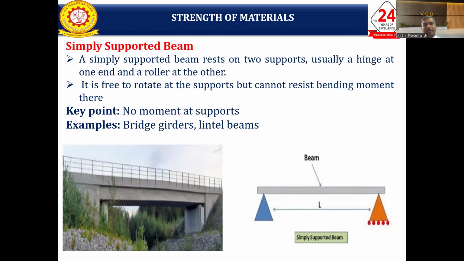Then what is a simply supported beam? A simply supported beam rests on two supports. Usually it is hinged at one end, and the other end is a roller support. It is free to rotate at the support, but it cannot resist bending moment at the support. The key point is that there is no vertical movement at the supports; if you take A and B, no movement is possible there. The maximum bending moment will occur at the mid of the span. Examples of a simply supported beam are a bridge girder, lintel, and beam. So these are all simply supported beams.